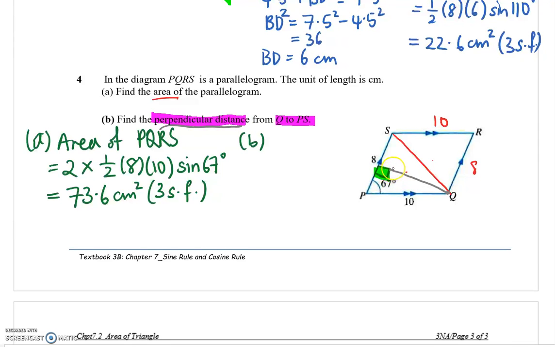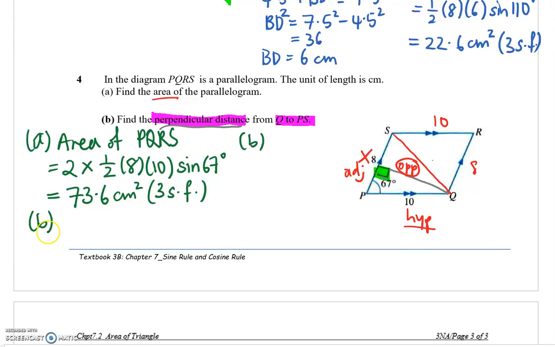Okay, if that's the case, then, well, let's call this point X. Okay, and we see that there is a right angle here, PXQ, right? PXQ. This is a right angle. We know 10. We know the angle is 67, and that will bring us to find QX, right? So here 10 is the hypotenuse, PX is the adjacent, and QX is opposite. So we want to find this.